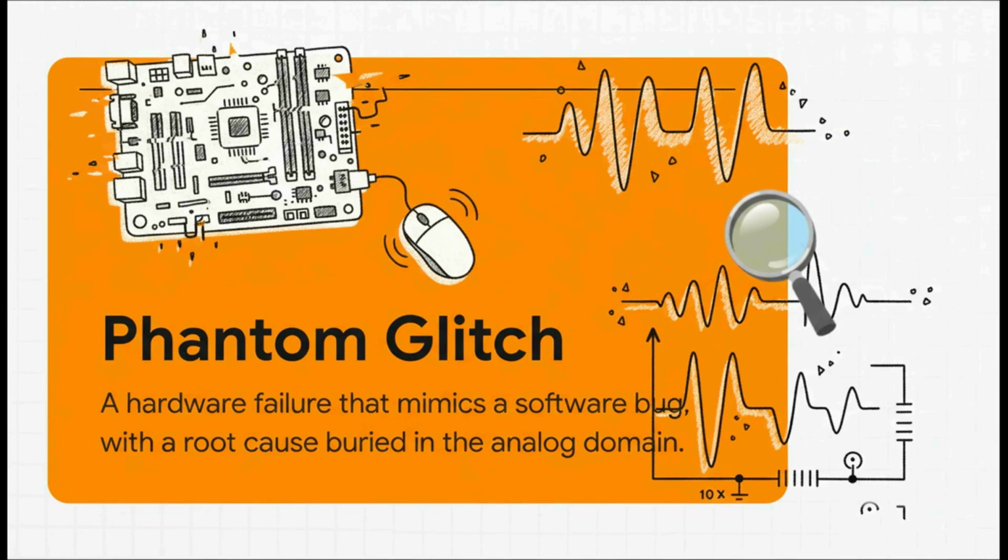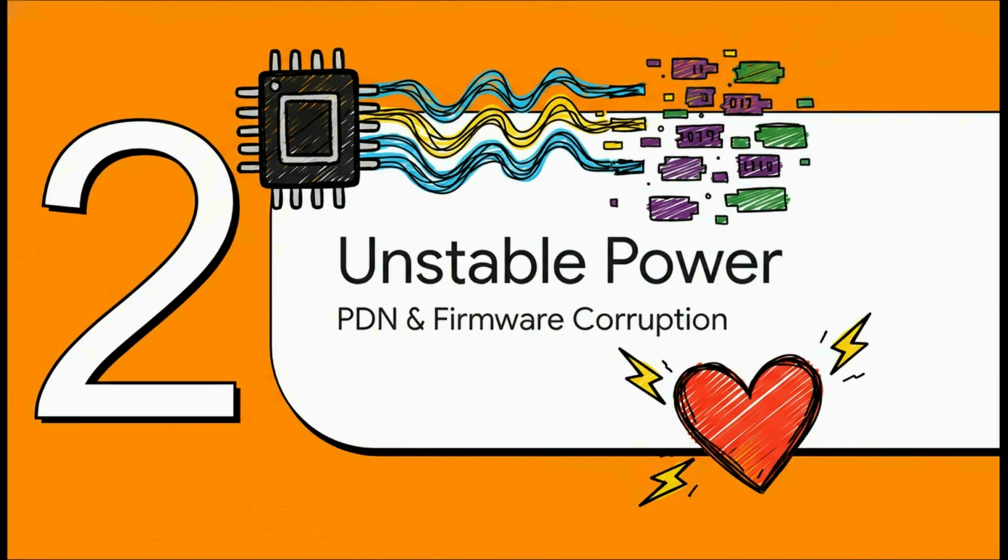Well, the symptoms look exactly like firmware problems. A peripheral suddenly stops talking, data gets garbled, or the whole system just reboots for no reason. So naturally, you fire up your software debugger. But here's the catch. The root cause isn't logical, it's physical. It's buried down in the analog domain, that messy world of voltages, timing, and noise that your debugger is completely blind to.